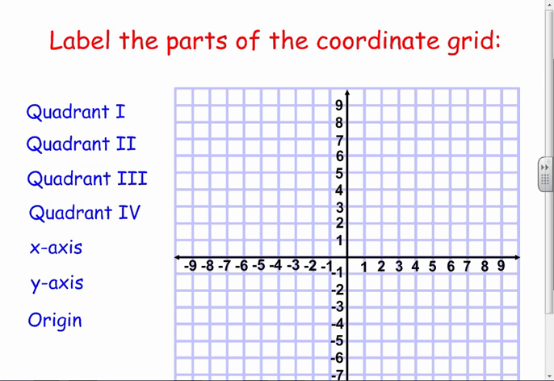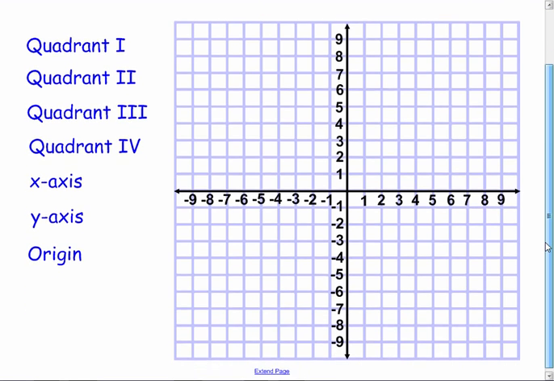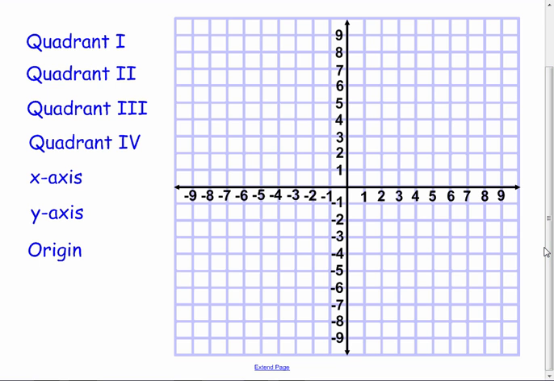You remember how the quadrants are named? And why is it called a quadrant? What does quad mean? Four. So what we're going to do is this is called a coordinate plane.